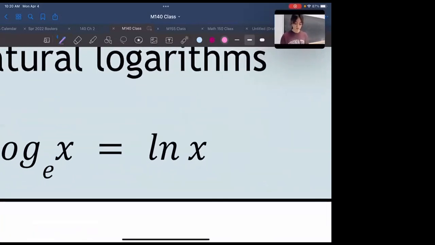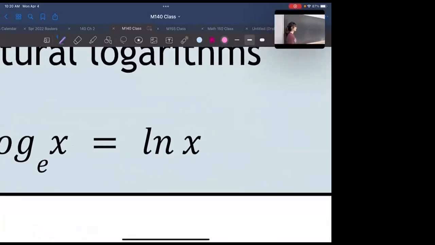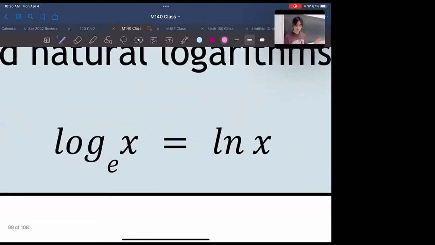We also have ln of x. I know people kind of get scared when they see this number being thrown around all the time. ln of x is literally log base e of x. We call this the natural logarithm because, well, e is natural, right?